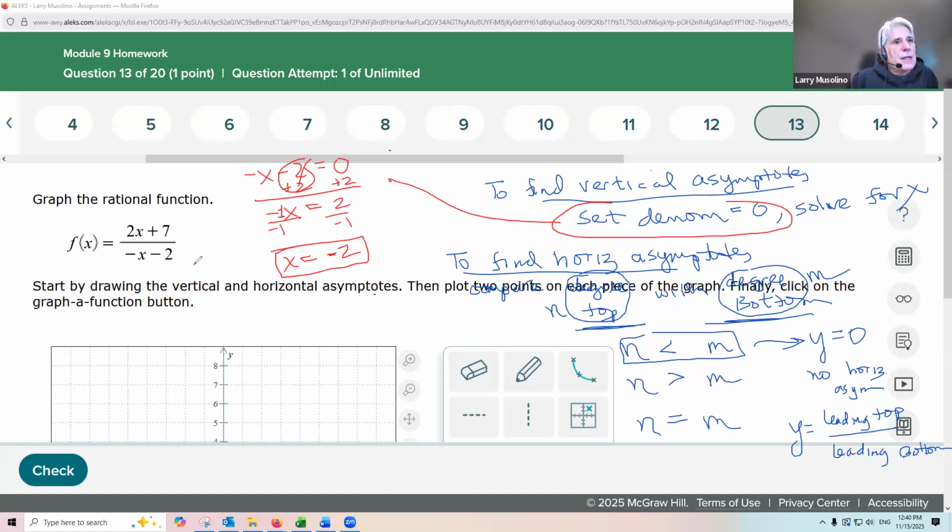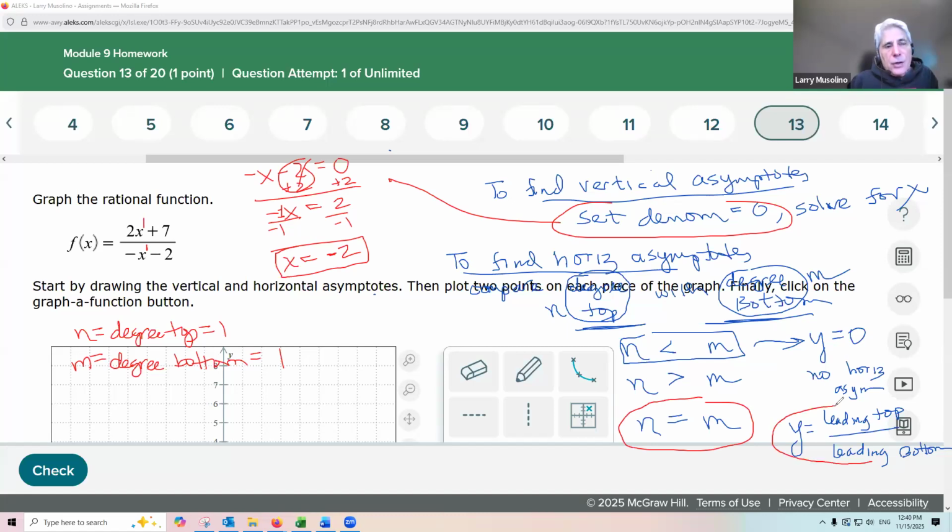All right, let's do the horizontal asymptote. I want to compare the degree on top with the degree on the bottom. This x, I'm going to think of as an x to the 1, and this x is 1. So the degree on top here is 1. The degree on the bottom is 1. Remember, we call this n, and we call this m. Well, we're in this category then. The degree on top matches the degree on the bottom. To get the horizontal asymptote, you take the leading coefficient on top. That's the number in front of the x to the 1, which is 2.